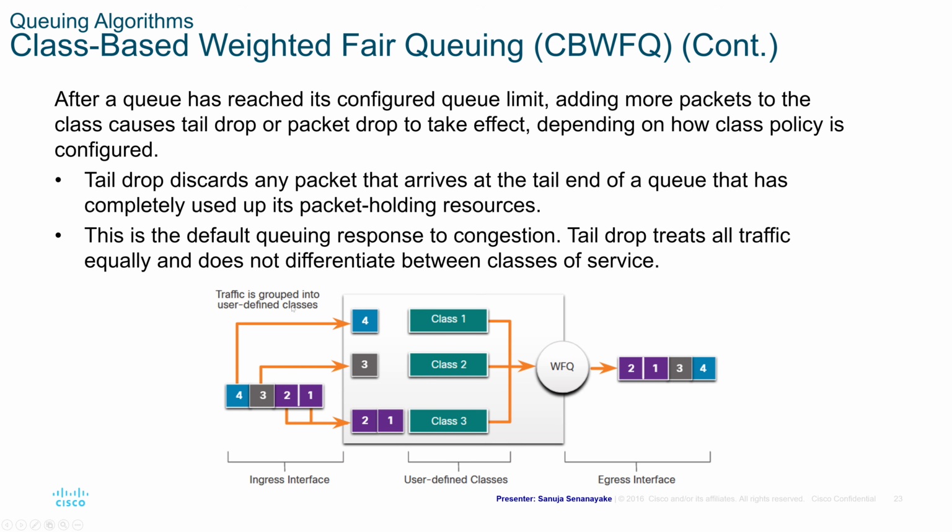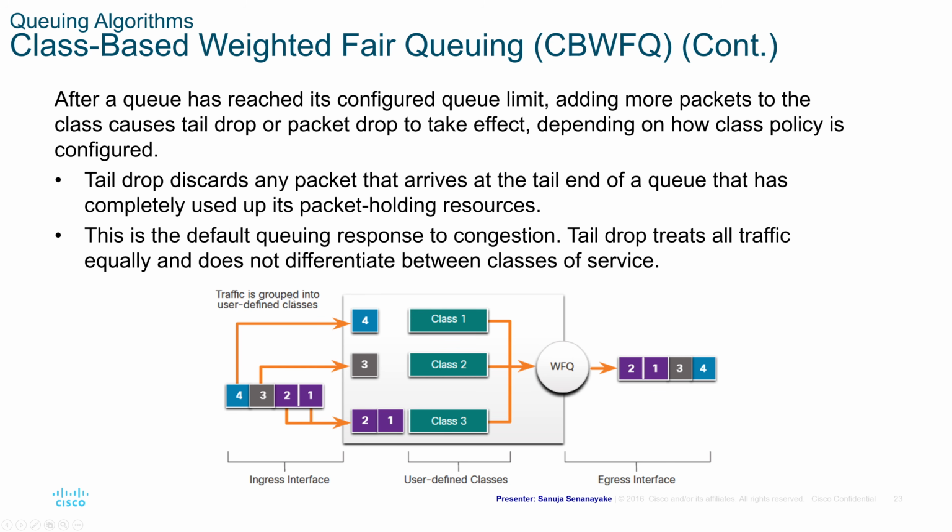If you have these classes, let's say class 1, class 2, class 3, but class 3 is now full because it can only hold so many, then when the next packet comes in, it's going to drop that packet because that class queue is full, even though the other 2 classes may have enough room to put something else in there. Because it is coded for class 3, it is going into the class 3 queue. This is the default queuing response to congestion. The tail drop treats all traffic equally and does not differentiate between classes of service.